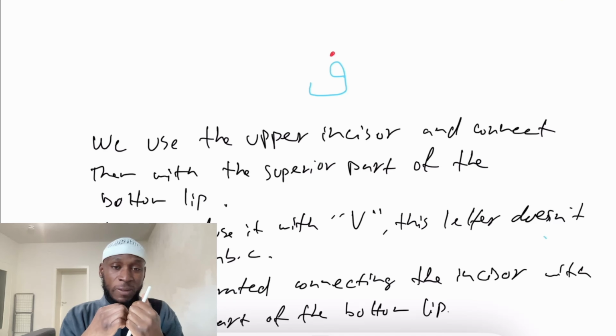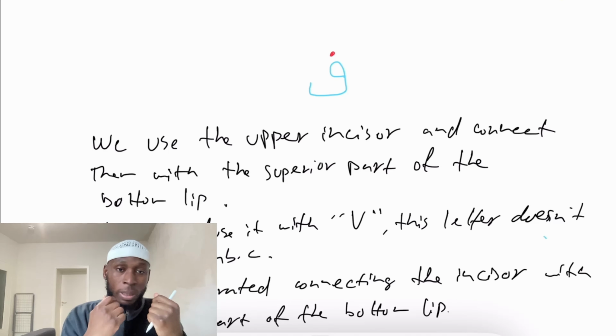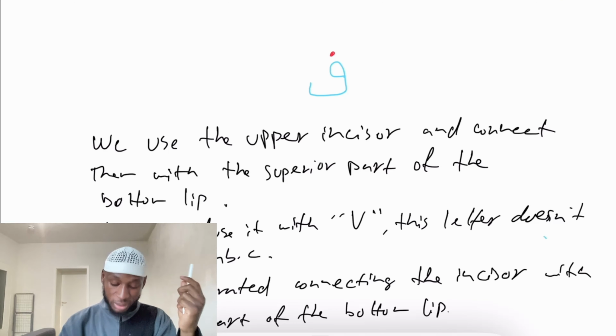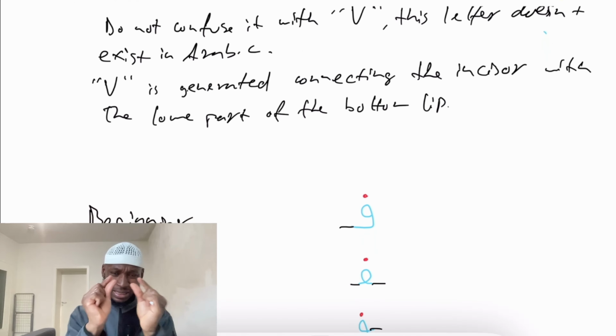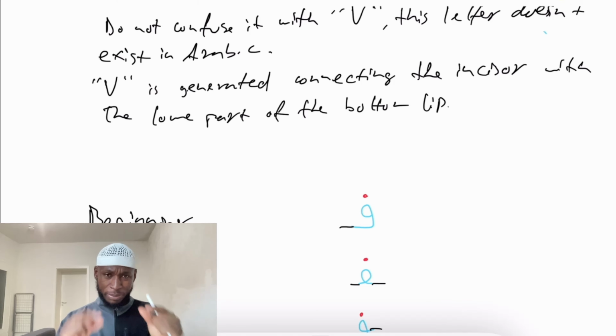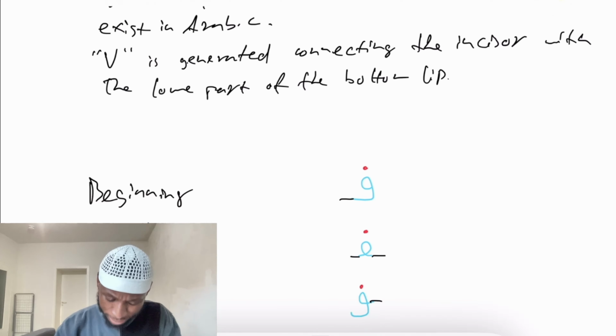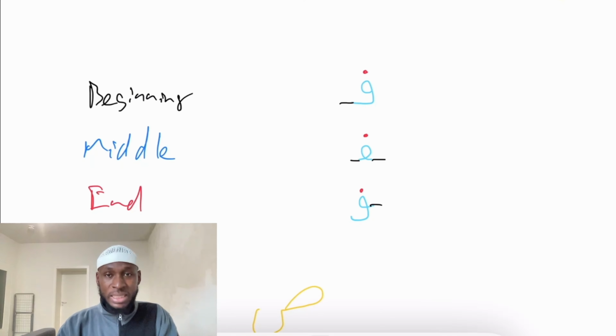As for the English V, we use the same thing, but we connect the incisors with the lower part of the bottom lip. Not this part, but a little bit inside. That's how you pronounce V. The place is very close, we are playing only with millimeters. Inshallah. Now this is how it is written.